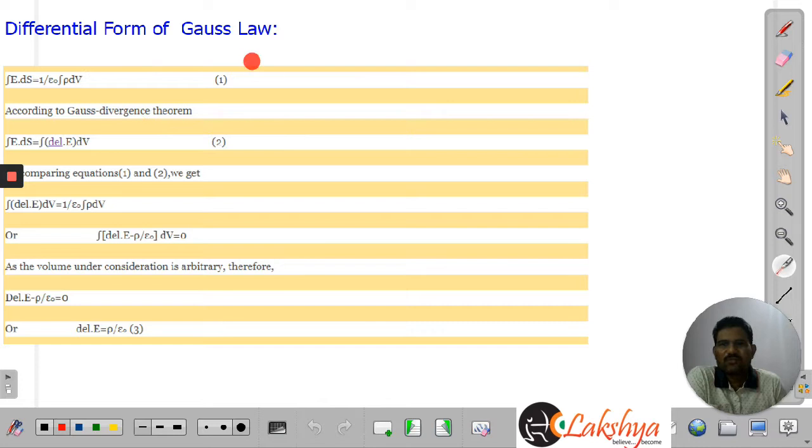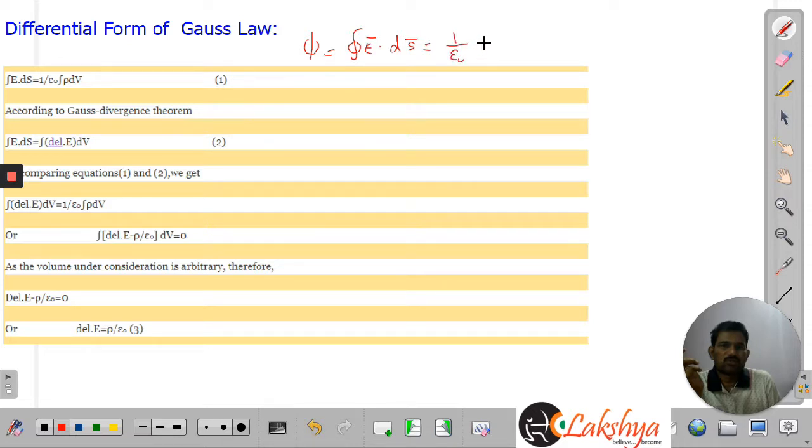The differential form of Gauss law means we are expressing Gauss law differently from our previous form, which we call the integral form. The integral form is what we wrote here: the flux, which is the surface integral of E bar dot ds bar (or dA bar), is equal to 1 by epsilon naught times the charge enclosed.